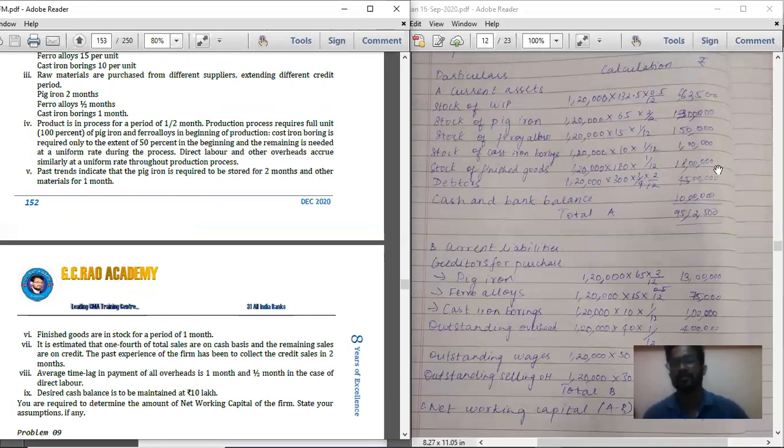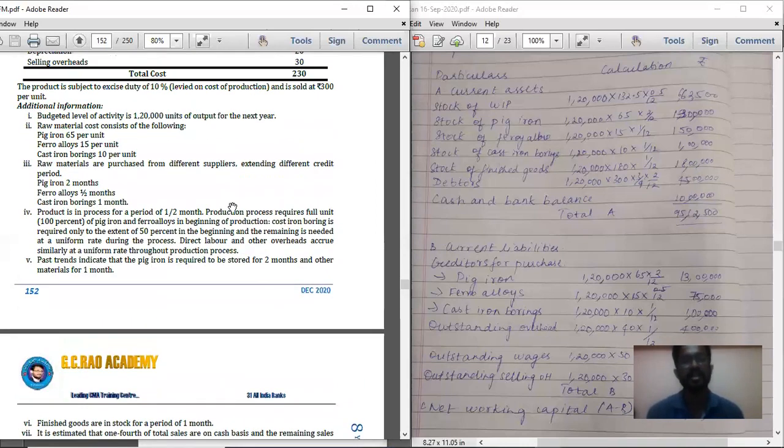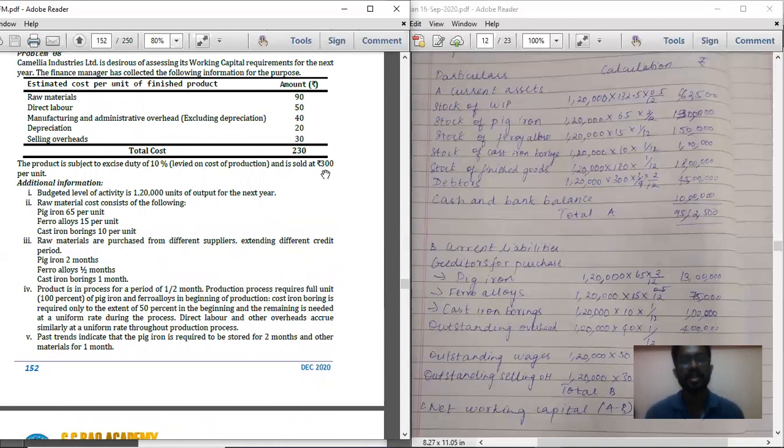18 lakhs. Below that, debtors. See, debtors, what they have given: 3/4 are credit sales and a 2 months time period. So what is the sales value? Selling price 300. So in respect of the debtors recorded, 1,20,000.